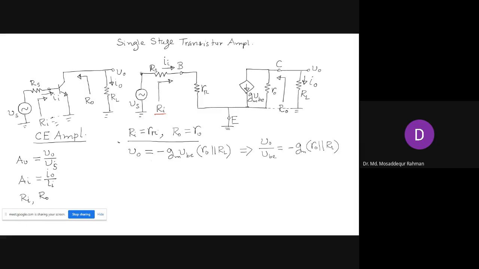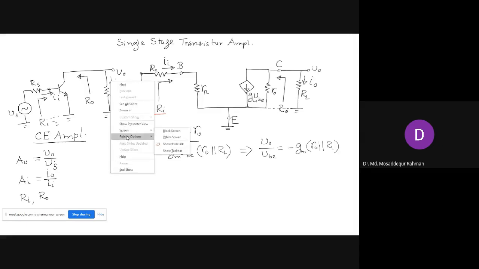So if you look at the transistor here, the input voltage at this point and the output voltage V naught, and what we have determined is the voltage gain from the base point. VB is the voltage that we have across the base emitter junction.